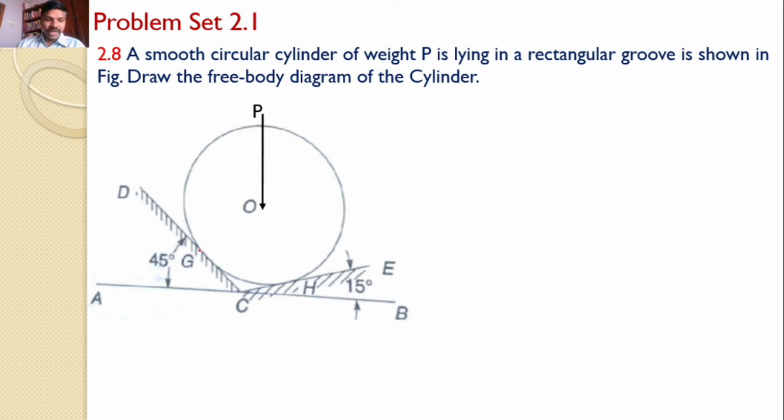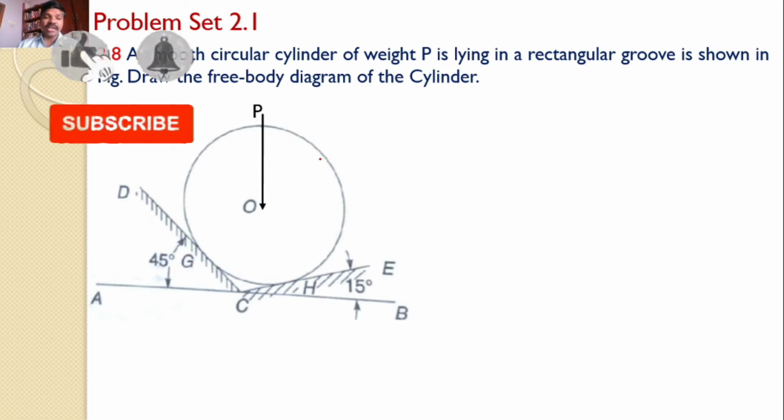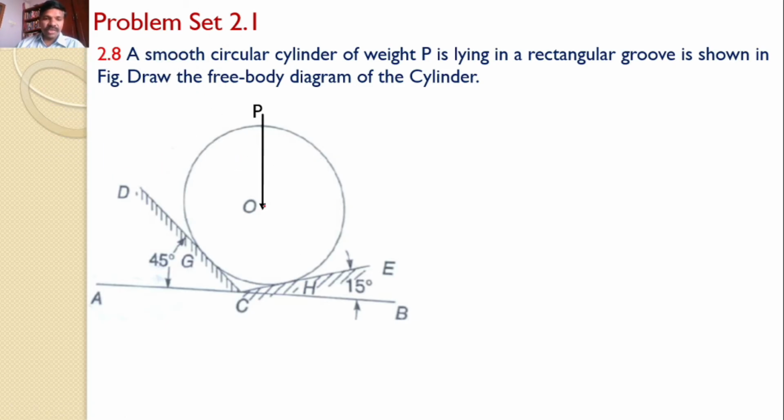So it is supported at G, clearly we can see, and the cylinder is supported at H. Now our interest is to find the free body diagram of the cylinder. That means we need to find what are the various forces acting on the cylinder. Of course, the first force is P, that is the self weight acting from point O, it is already indicated.